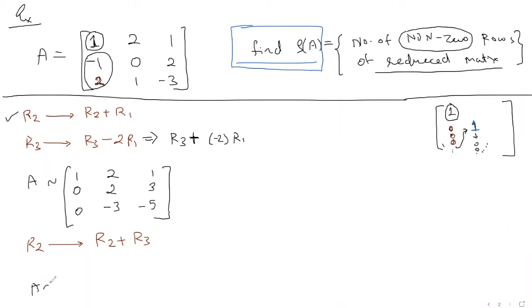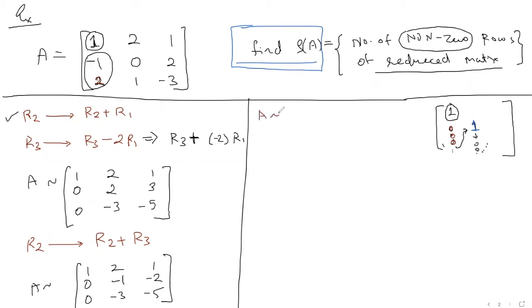A will reduce to, this is 1, 2, 1. And when you add row 2 and row 3, 0 plus 0 is 0. Minus 3 and 2 is minus 1. Minus 5 and 3 is minus 2. And row 3 will remain as it is, 0, minus 3, minus 5. Now, once you perform all these operations, next I want 1, because positive 1 is a very easy thing to deal with. So I will reduce A further.